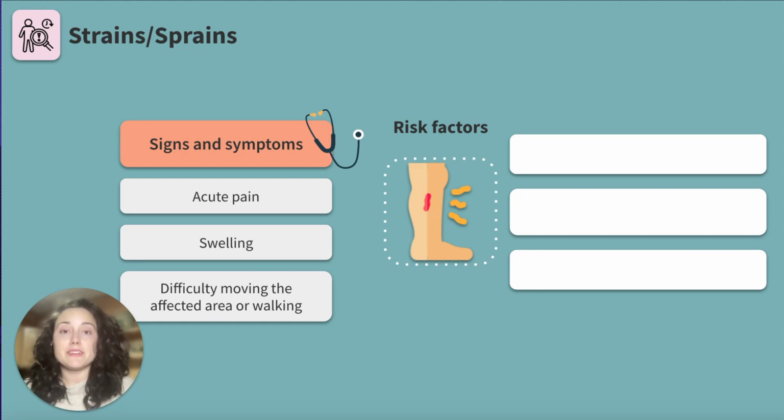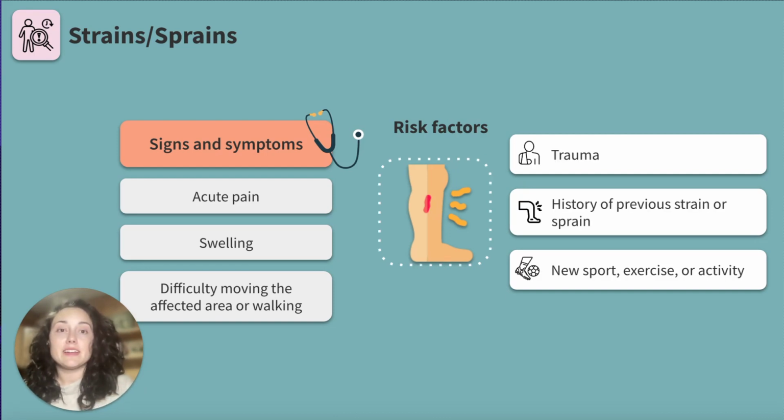Onto the risk factors. What are you thinking may be a potential risk factor here? I'm thinking something related to activity for sure. Let's see. Our clients with strains or sprains will likely have experienced trauma related to sports or motor vehicle collisions. Lastly, our client with a strain or sprain may have just started a new sport, exercise, or activity. These are pretty straightforward, but they're good to review. You may see the provider order x-rays to rule out fractures and MRIs for clients with persistent or severe symptoms.